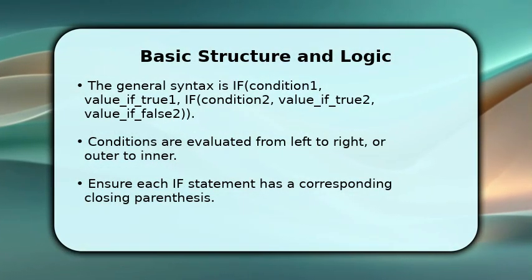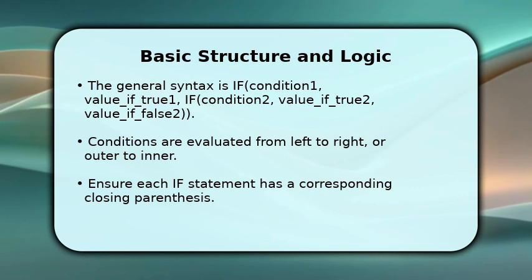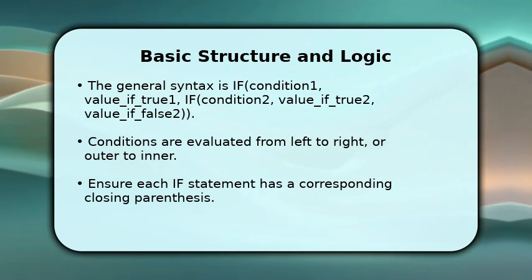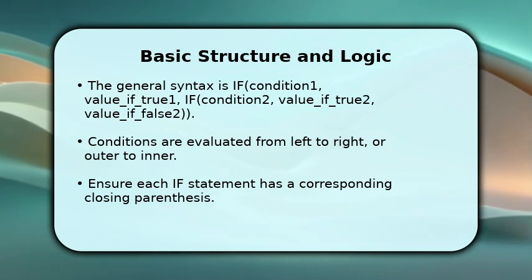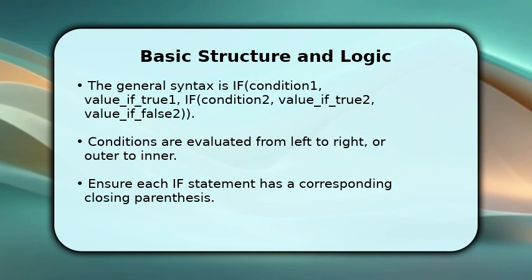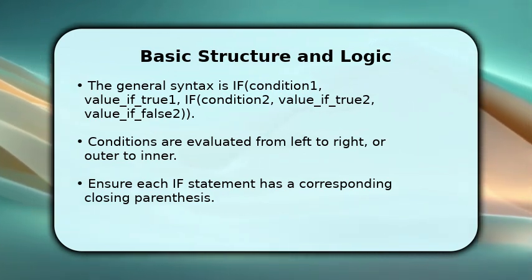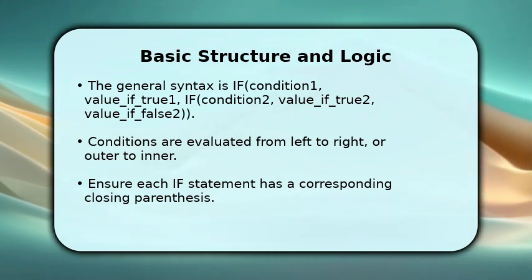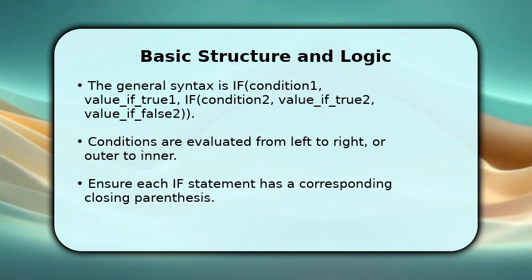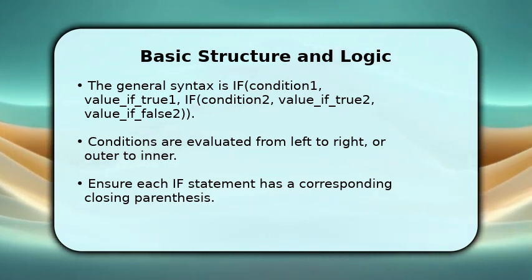Understanding the basic structure is key. You start with an outer IF, and where you'd normally put a value for true or false, you insert another complete IF statement. This creates a chain of logic. The first condition is checked. If it's true, that path is taken. If false, the next nested IF is evaluated. It's like a decision tree, guiding your program or spreadsheet through different possibilities until a final outcome is reached. Pay close attention to your parentheses.